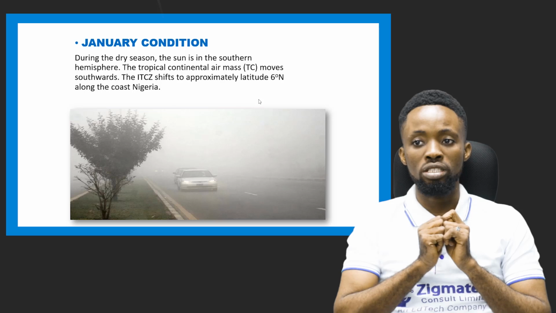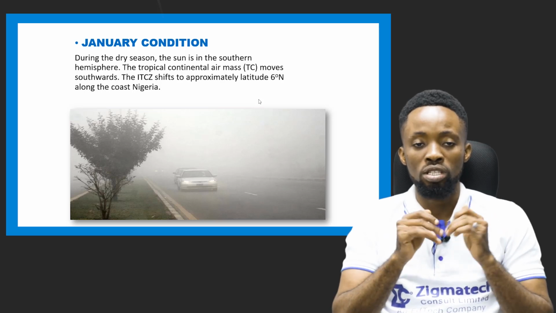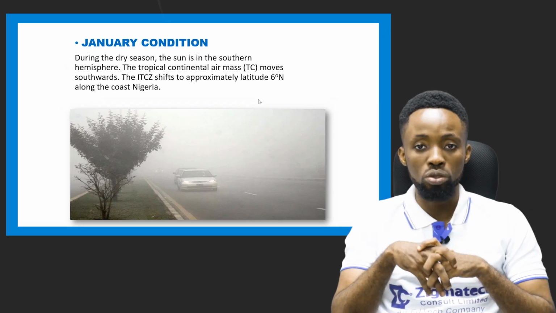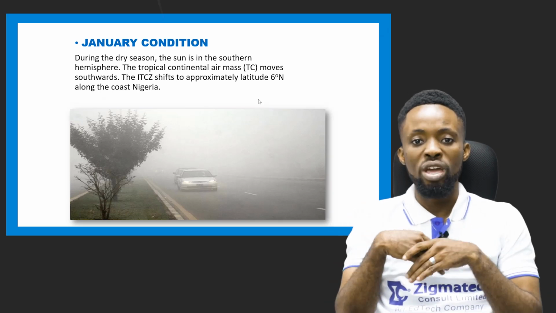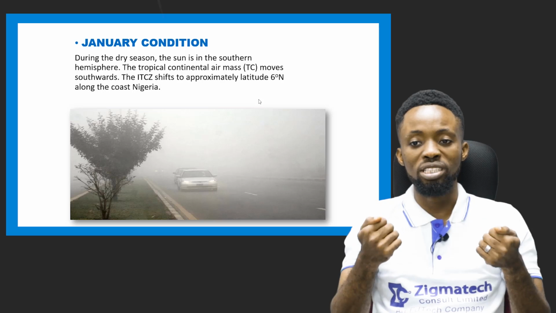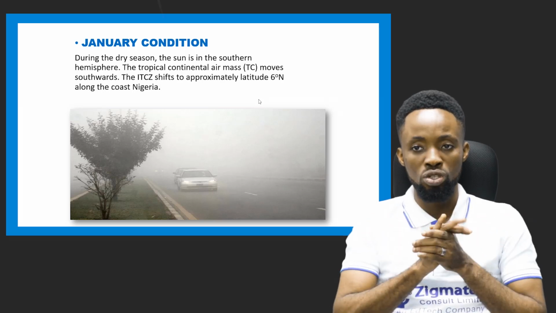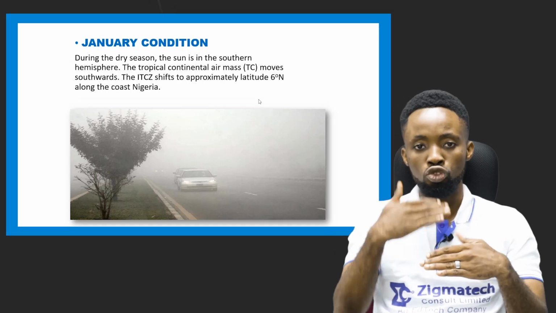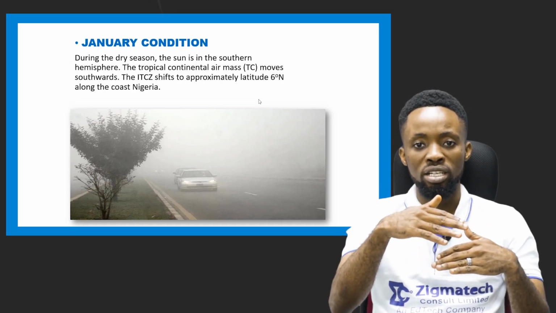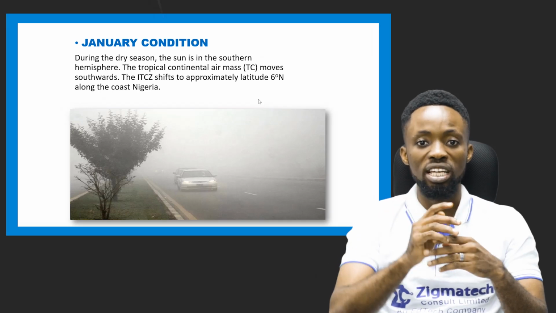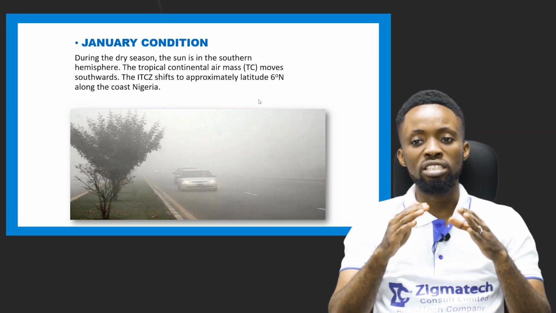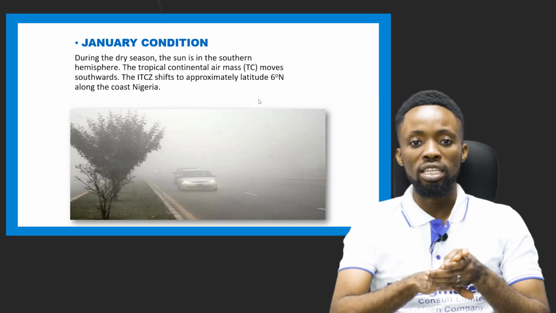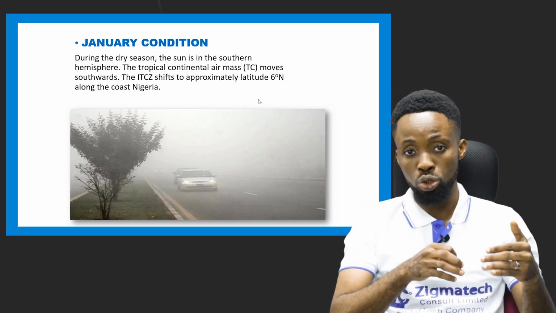So at that point, it will shift towards the latitude 6 degrees north and towards latitude 4 degrees north. And when it happens, we experience the Harmattan season all over Nigeria. And the boundary between the tropical maritime air mass and the tropical continental air mass is called the ITCZ, the Intertropical Convergence Zone.